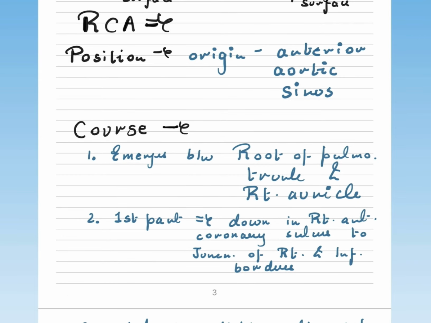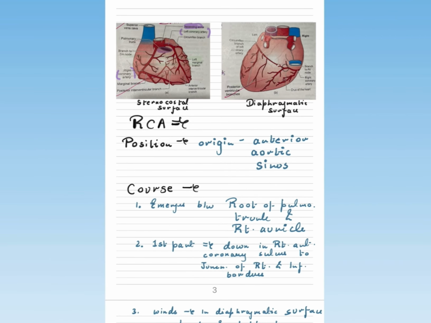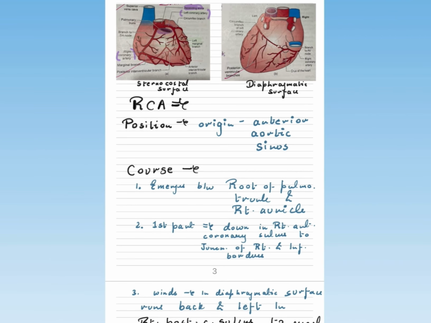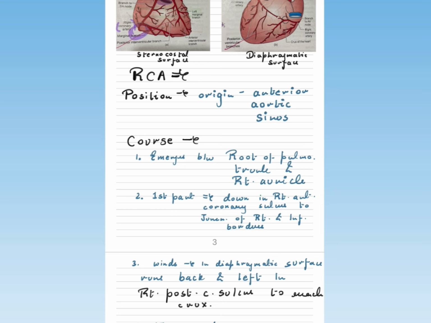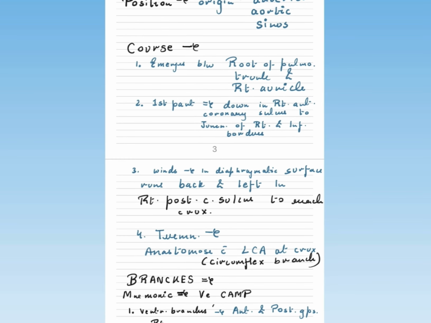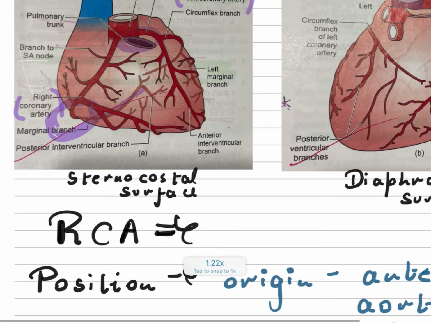This is the emergence. Then the first part of the right coronary artery travels down in the right coronary sulcus to the junction of the right and the inferior border. This is the junction. And from here it will wind backwards in the diaphragmatic surface, that is the inferior surface. It runs back and towards the left in the right posterior coronary sulcus to reach the crux of the heart. So this area is the crux of the heart.